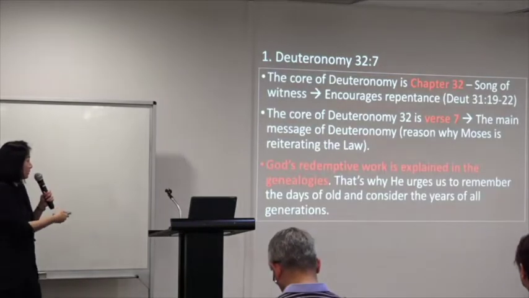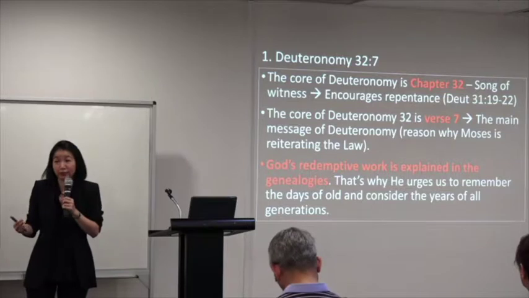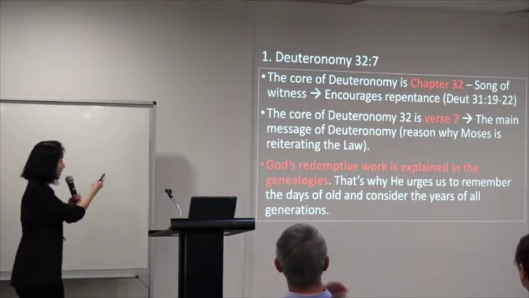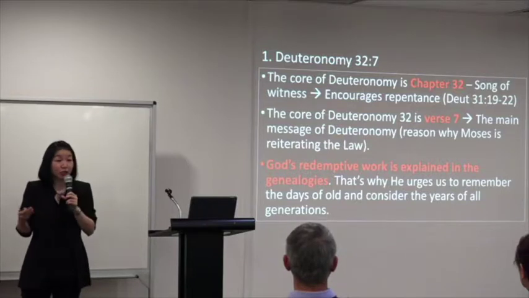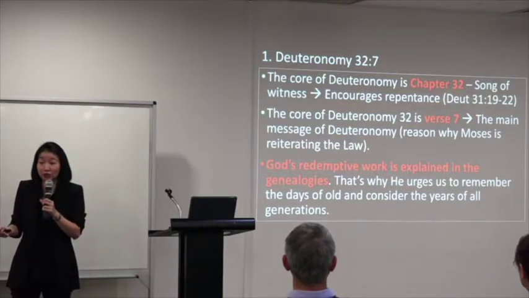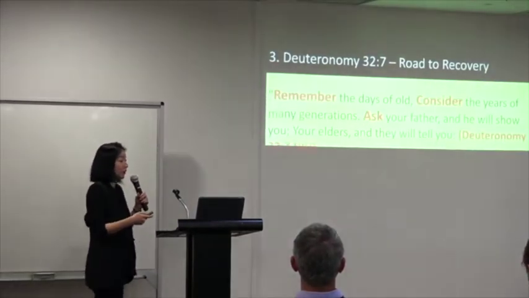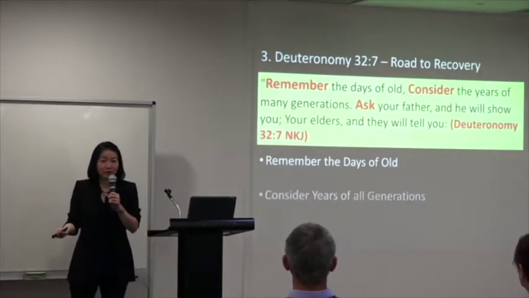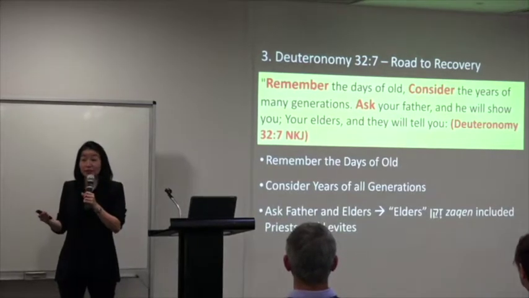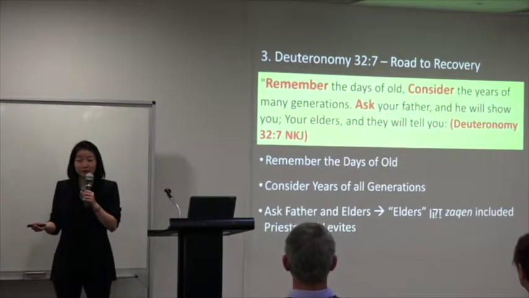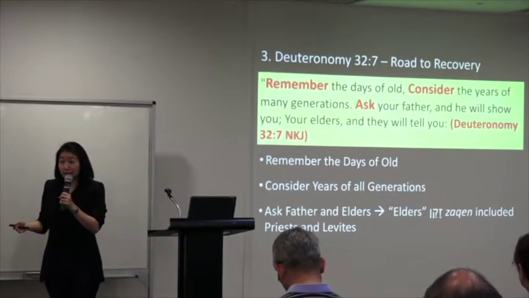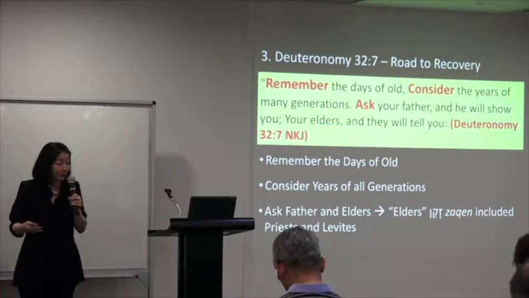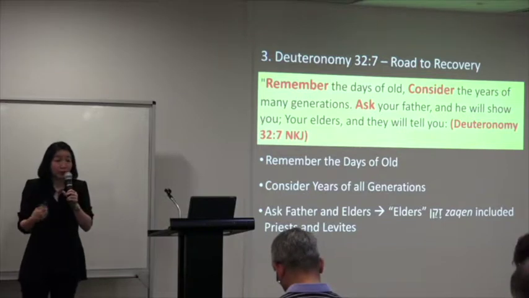There you go. So God's administration of redemption is written through the genealogies. And to study the genealogies is an instruction in verse 7. So let us read this together. Deuteronomy 32:7. You're familiar with this. This is the foundation theme verse on every book written in the History of Redemption series, Book 1, 2, 3, 4, 5, 6, 7, all the way to 12. Remember the days of old. There are 3 verbs.